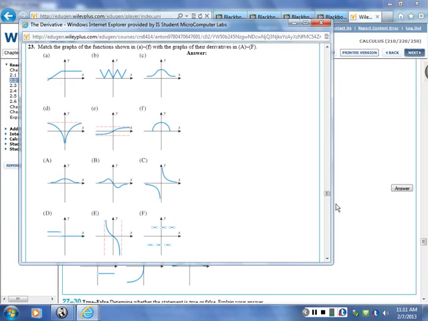When is it negative on C? On C, the slope is negative when x is positive. Right here, the slope is negative. Does that make sense now? So you can see on B, the value of the derivative is above the x-axis from minus infinity to 0, and below the x-axis from 0 to infinity. Because the slope is negative when x is positive, and positive when x is negative.